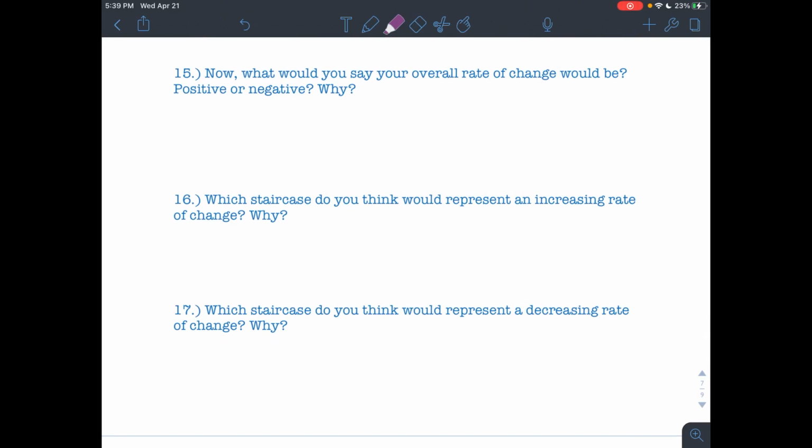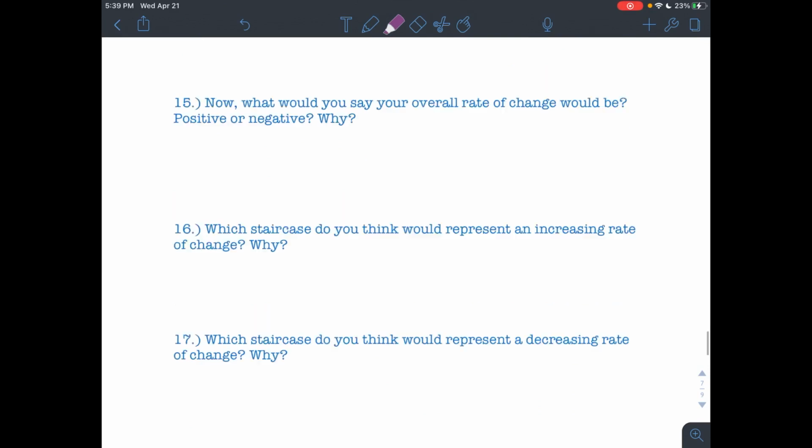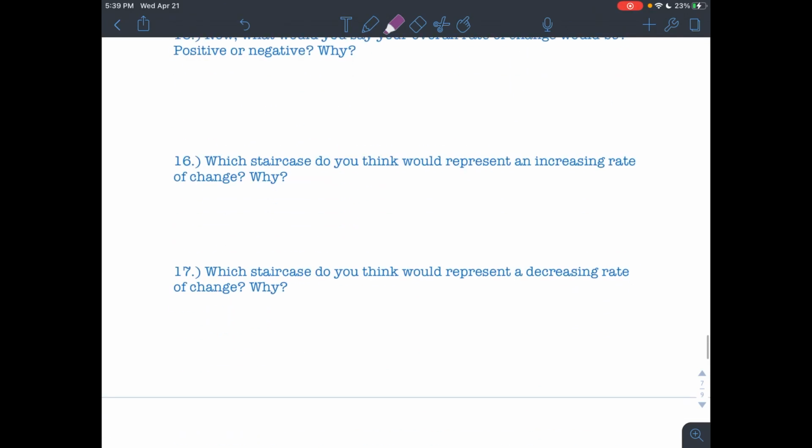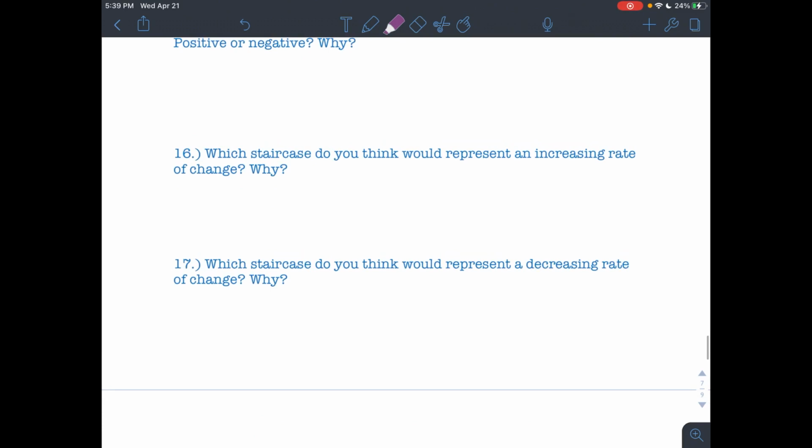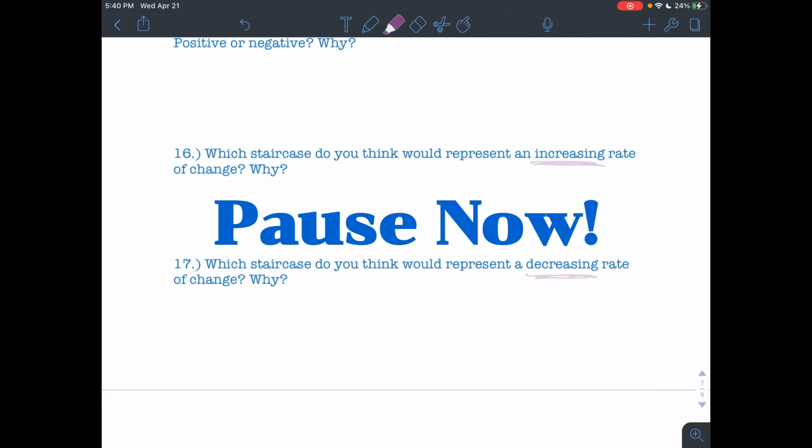Lastly, you are going to tell me what your overall rate of change would be again, whether you think those ones would be positive or negative overall, and why. And look at the words that we're about to talk about in these next questions. I want to know, which staircase do you think represents an increasing rate of change? Think about what increasing means. And which staircase represents a decreasing rate of change? Think about what that means. Go ahead and fill in this section and play the video again when you're ready to move on. So pause it now.